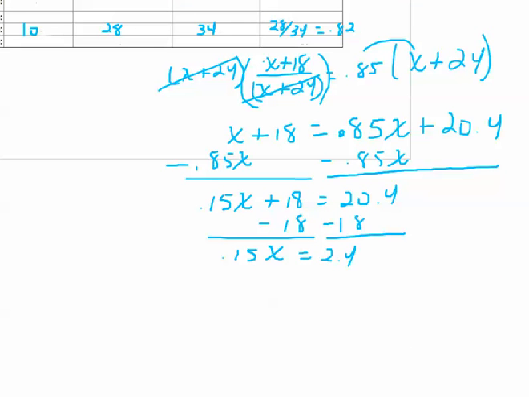Okay, and so now I'm going to divide both sides by 0.15. So x will equal 2.4 divided by 0.15, which gives me 16. So that means that there were 16 additional problems on the back of the test.